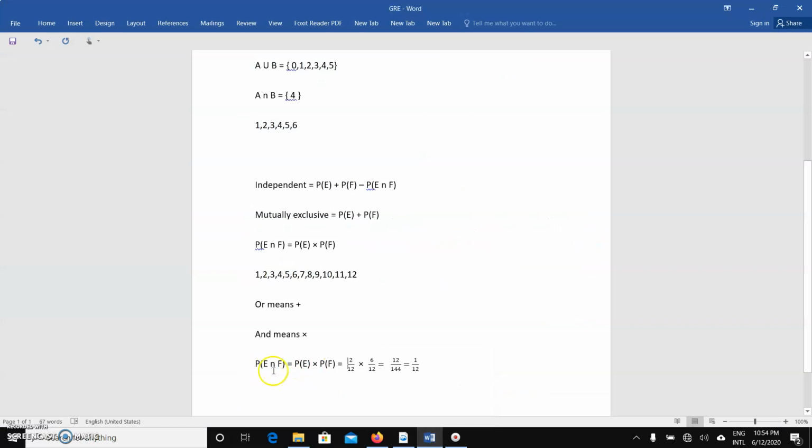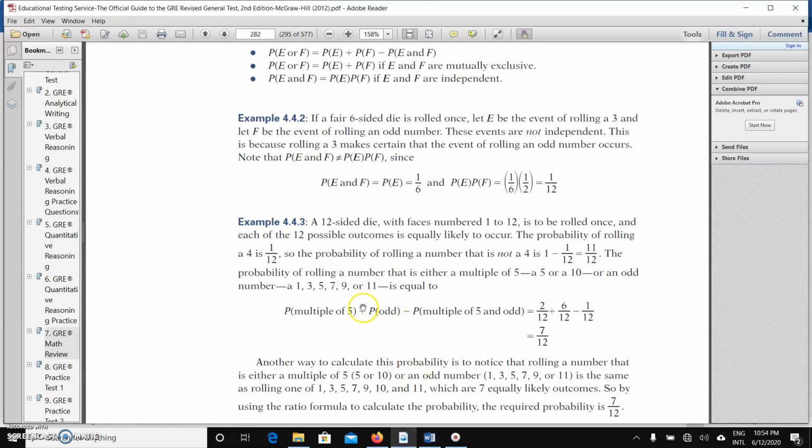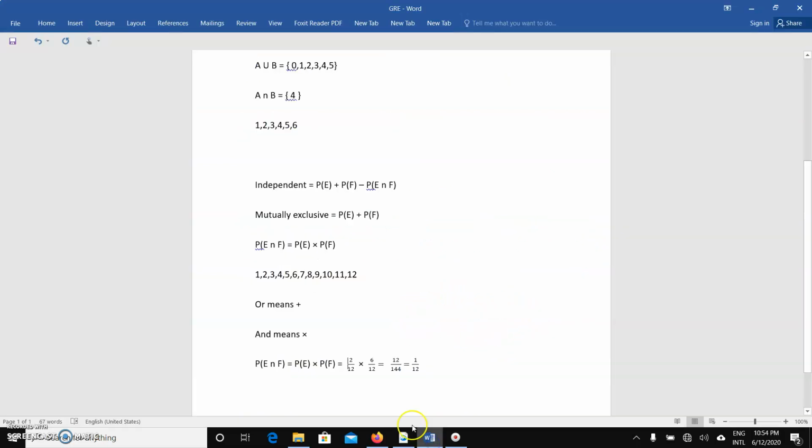P and F, because the probability of 5 is probability of odd. That gives you, when you multiply that with 12 over 144, you divide it, you have 1 over 12. So what they did here is that they multiply the probability of this and probability of this together. That will give you the answer to this.